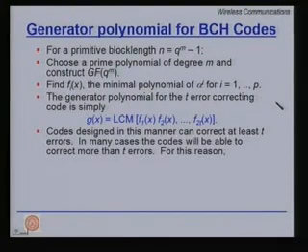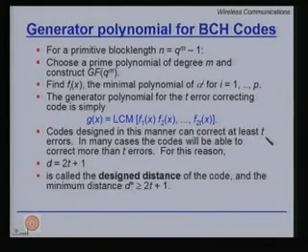Codes designed in this manner can correct at least t errors. That is, we have a recipe for coming up with a generator polynomial that gives us a cyclic code, which is BCH, which can correct at least t errors. You can come up with a generator polynomial which can overdo the design, it can correct more than t errors, but it will guarantee you that it will correct at least t errors.